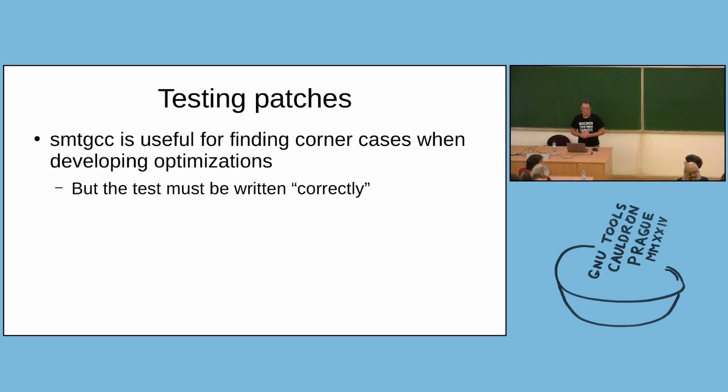So I said there are lots of limitations, but I think the current implementation is already useful for finding corner cases when you're developing your optimizations. I'm currently compiling all C and C++ test cases in the test suite weekly. I've done it for 2 months and have found 2 newly introduced bugs by that. So it seems to happen often enough that the tool is useful.